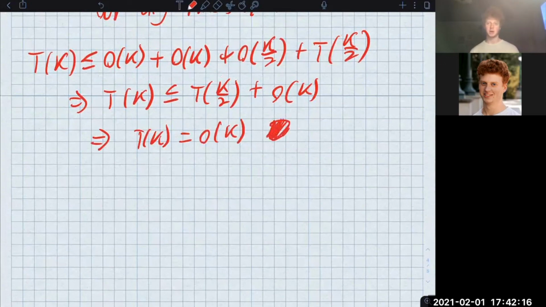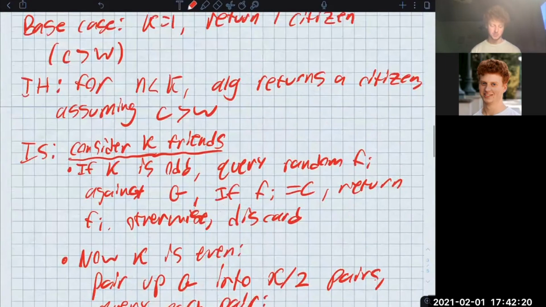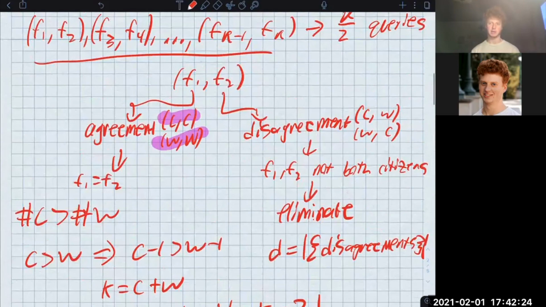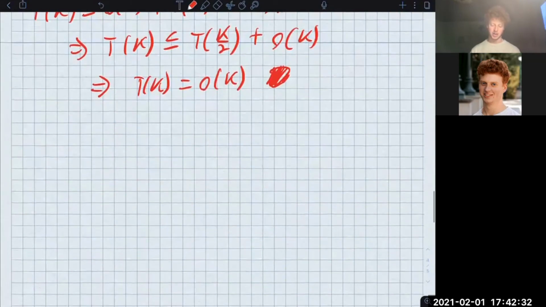So hopefully this was a helpful walkthrough to see how you might approach a problem like this. It's pretty cool how we could take what we did from part A, our divide and conquer O of n log n case, and find clever ways to eliminate citizens, or not citizens, sorry, friends, in order to get a much more efficient case of linear time.